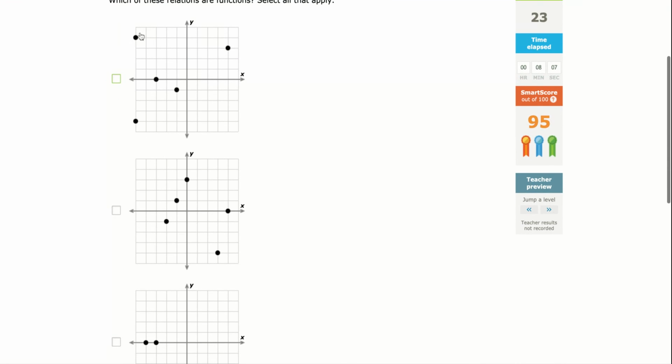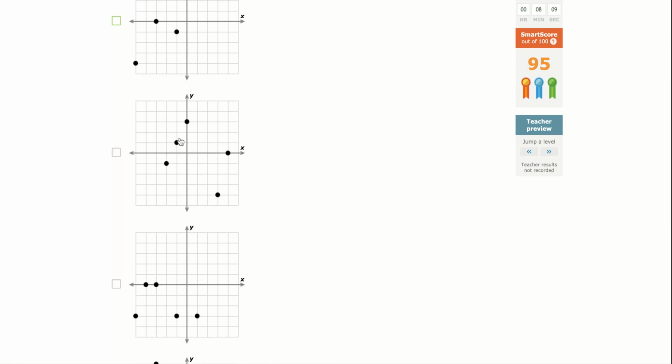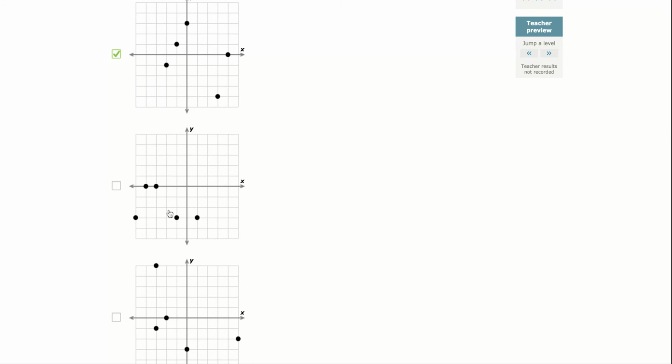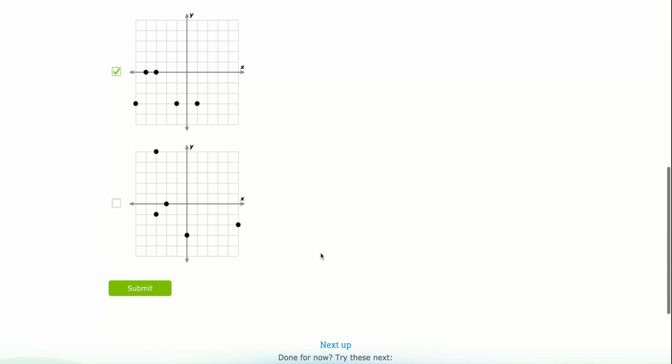First graph has 2 points lined up vertically, not a function. I don't see any points lined up vertically. It's a function. I don't see any points lined up vertically, so that's a function. I see 2 points lined up vertically. That's not a function.